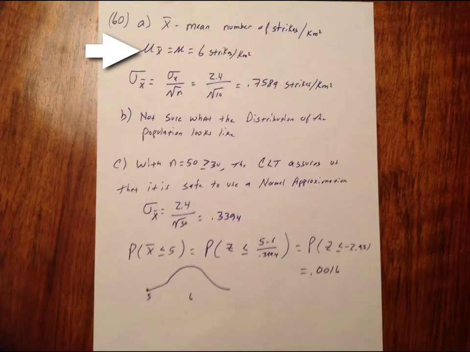The mean of the sampling distribution of number of strikes is equal to mu, the mean of the population, which is 6 strikes per kilometer squared. The standard deviation of the sampling distribution of x bar is equal to the standard deviation of a single unit divided by the square root of n, the number in the sample. 2.4 divided by the square root of 10 equals 0.7589 strikes per kilometer squared.